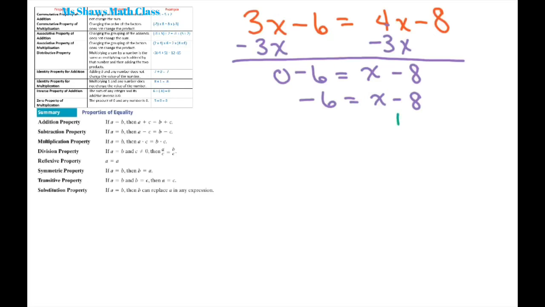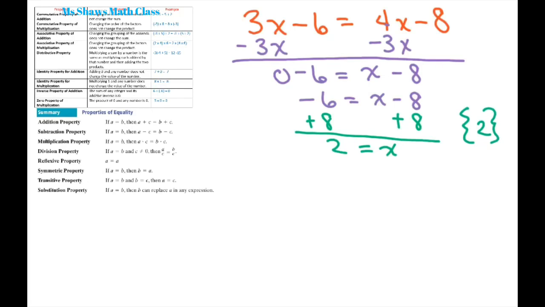I'm using my addition property of equality to get 2 equals x. Now you see why I put the x on the right, because that gives me a positive x. So my solution set is 2. It doesn't matter what side the x is on.